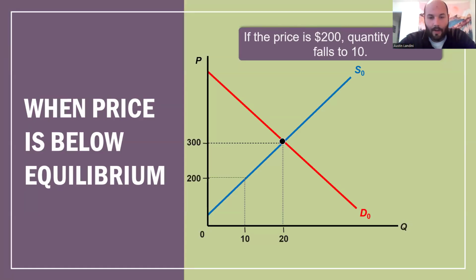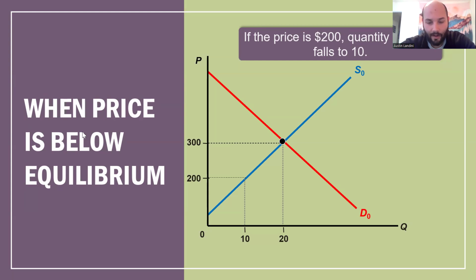We've defined market equilibrium as a price at which quantity demanded equals quantity supplied. So in this example, at a price of 300, quantity demanded equals quantity supplied equals 20. Well, what happens if a market is not in equilibrium? One possibility is the price is either too high or too low.